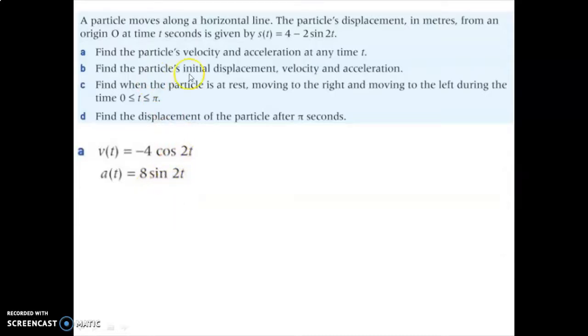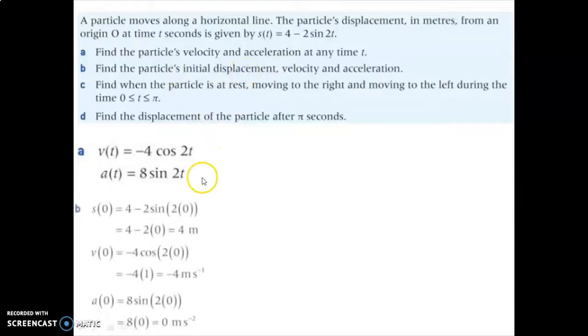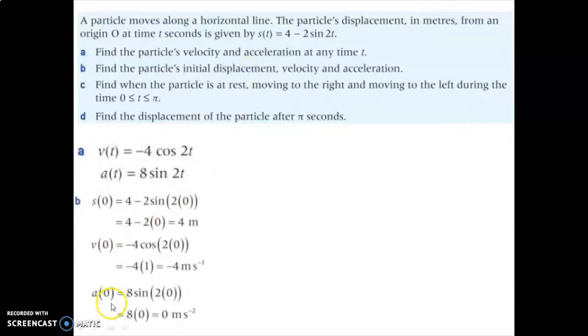Okay, next question. Find the particle's initial displacement, velocity, and acceleration. Now you have the 3 functions. Initial means time is 0, so all that means is you're putting time 0 into all 3 functions, and you find the initial position, velocity, and acceleration. Next step, find when the particle is at rest. That means velocity is 0. And then determine when it is moving right or left on this interval. So first we're going to set the velocity equal to 0 and solve this equation.